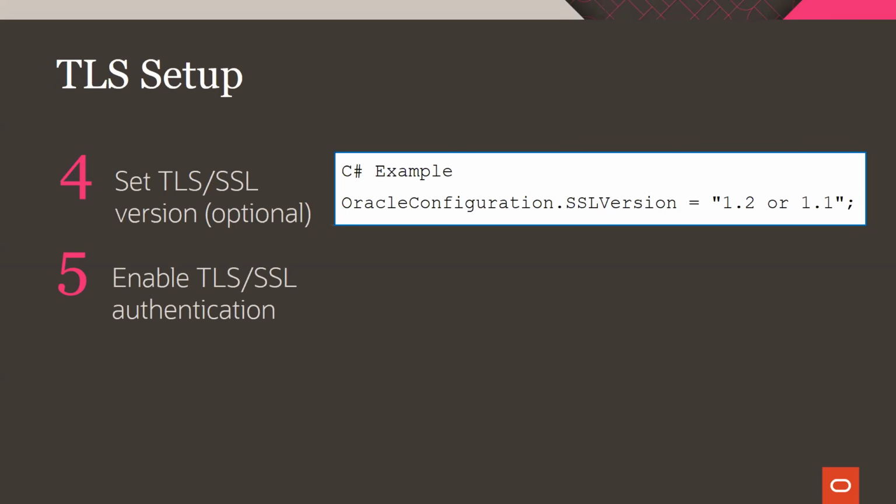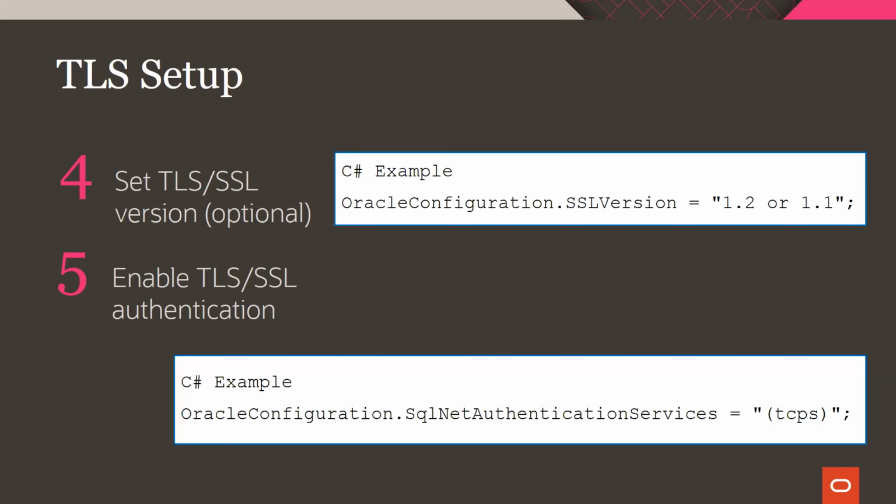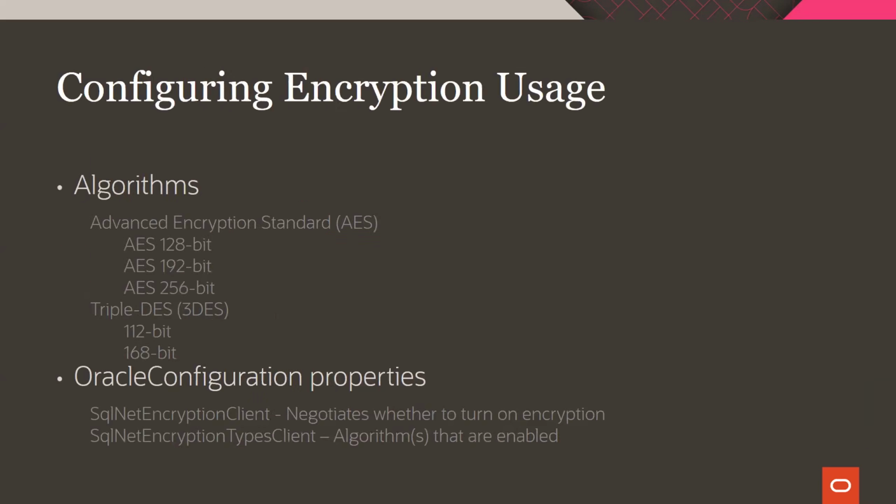So before we were enabling it for transport, now we're enabling it for authentication, which you don't need to do if you're not using it for authentication, but you can. And to do that, you set your Oracle configuration SQLnet authentication services property to TCPS. So that's how you set it for authentication as well. And of course, you can set this in your SQLnet or your .NET config if you'd like.